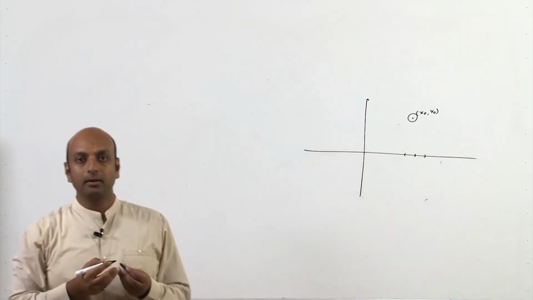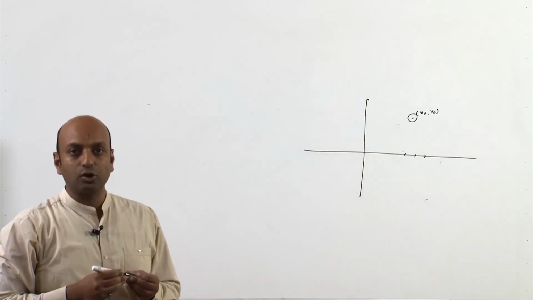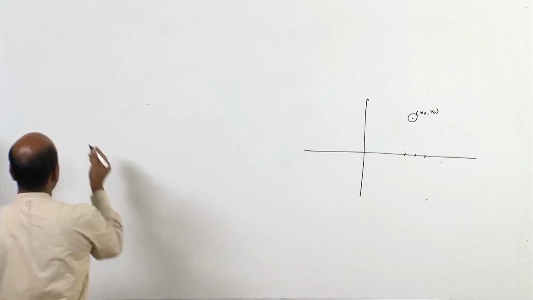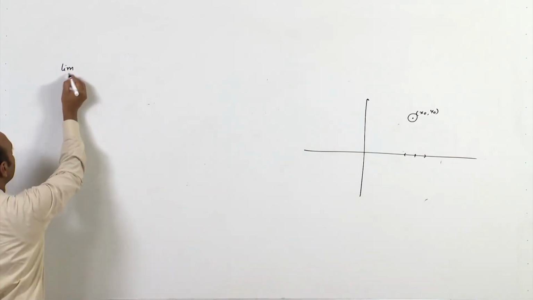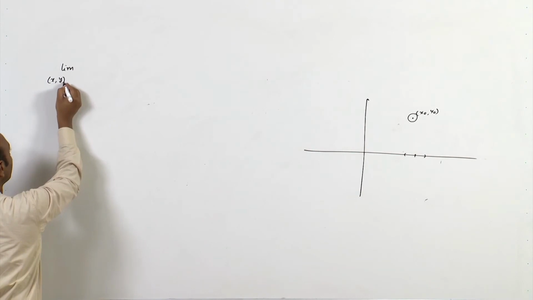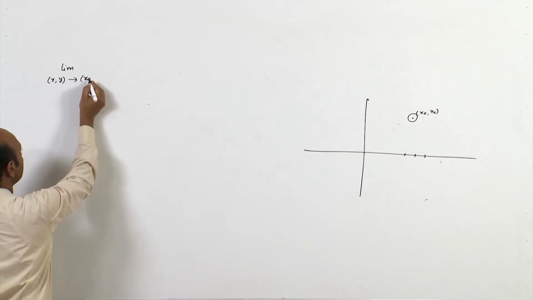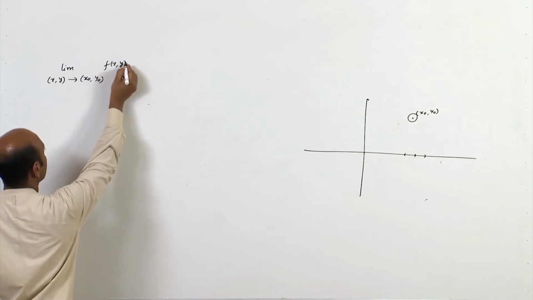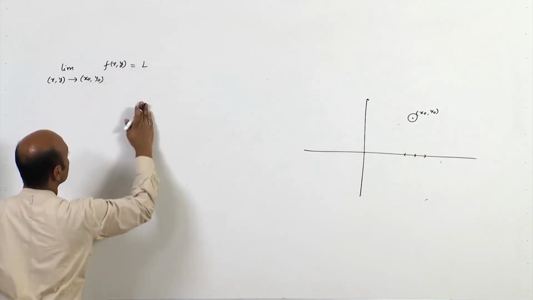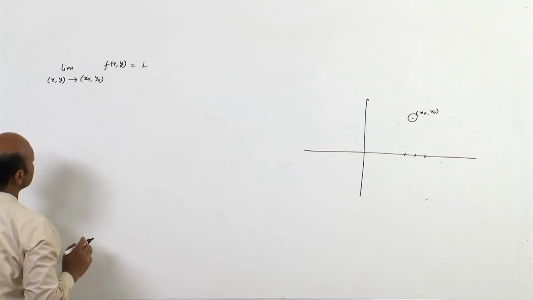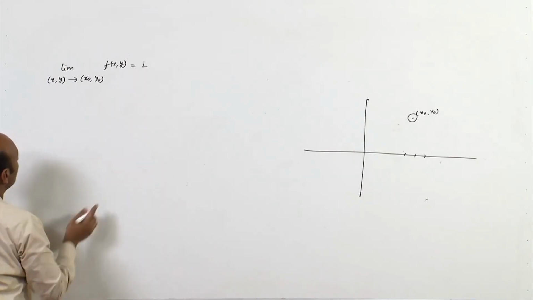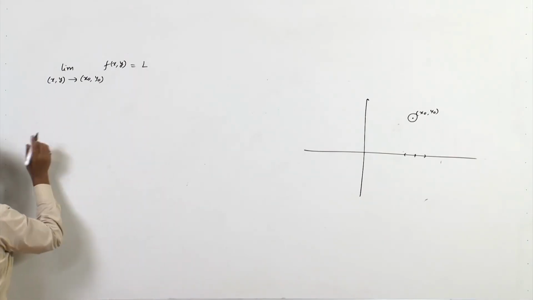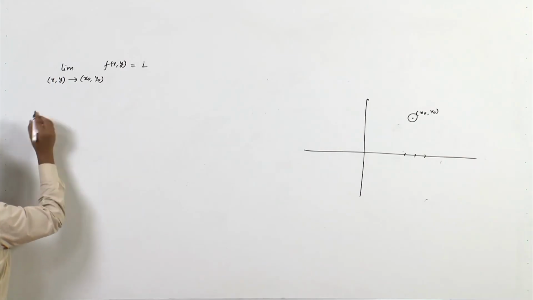Okay. It will be a disk centered at (x₀, y₀). So, how can I define the limit now? The limit as (x, y) tends to (x₀, y₀) of f(x, y) is equal to L. So, how can we prove whether the limit exists and is equal to L? For that, we will repeat the same definition for two-variable functions.